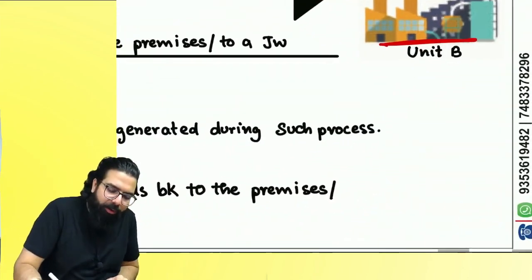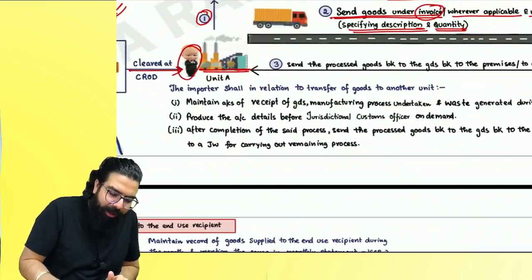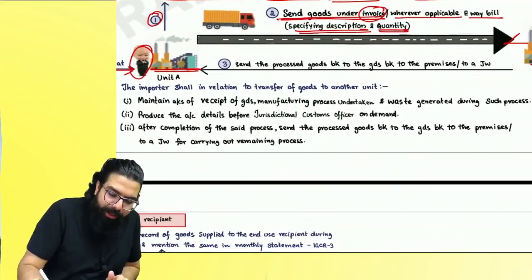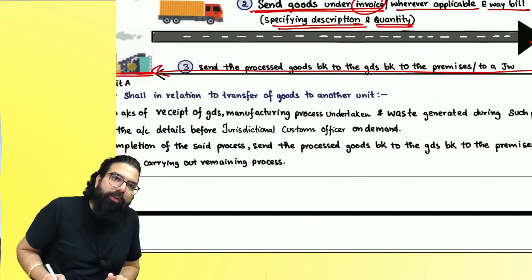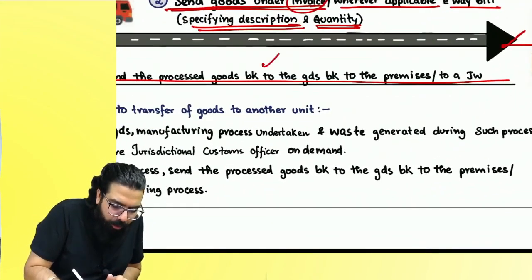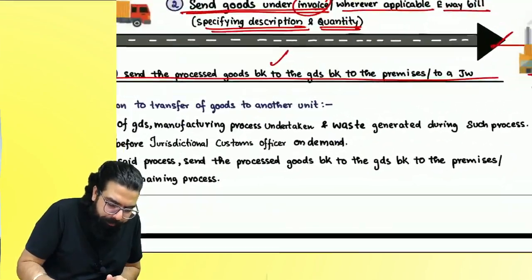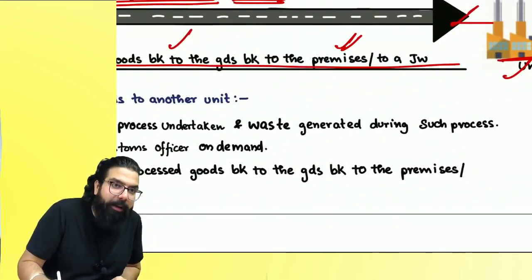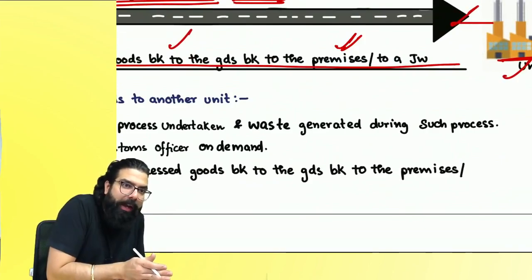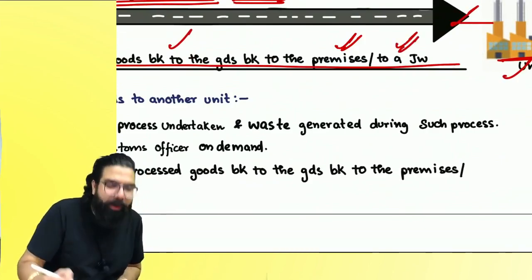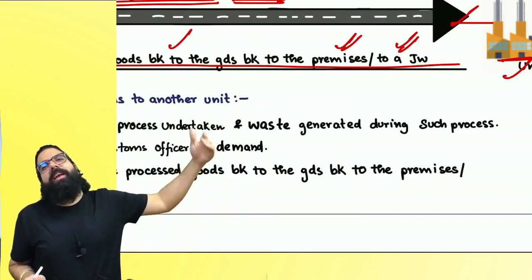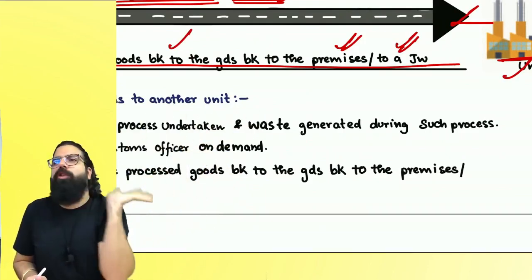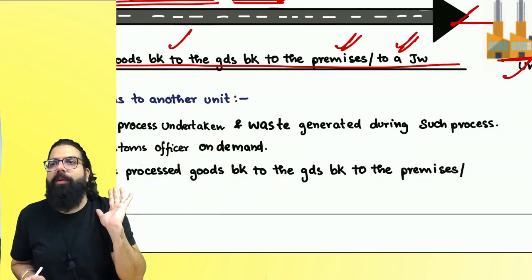Now, once the goods have reached inter-unit B, please listen to me very carefully. They will do the processing and send the goods back. To whom should they send the goods back? To the premises, meaning from unit B it should come back to A, or it can be sent to a job worker also. When you are sending it to job work again from unit B, you have to follow the job worker procedure. Can I go ahead, everyone?